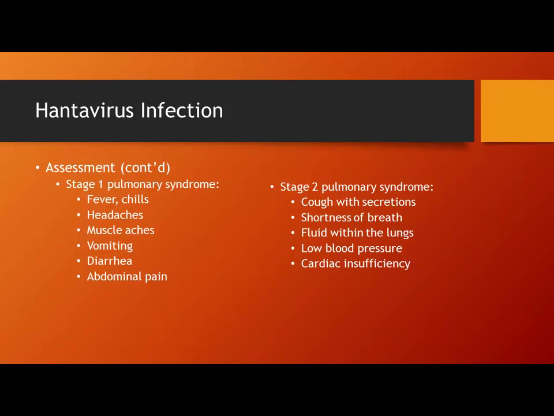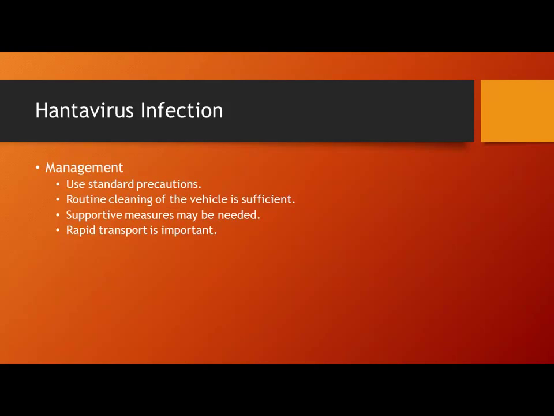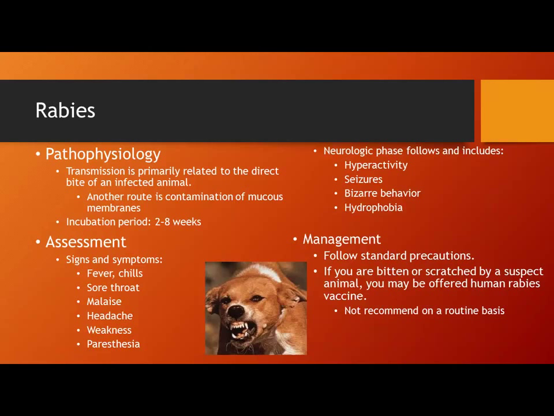Hantavirus can be a pretty big deal. But bottom line is, no matter what they got, you've got to get a history, but we're still going to treat them. If you got a patient with pulmonary syndrome, even if they got hantavirus, we will have standard precautions on. But if they got fluid in their lungs, shortness of breath, low blood pressure, what are we going to do? We're going to put a CPAP on them, right? Supportive measures.